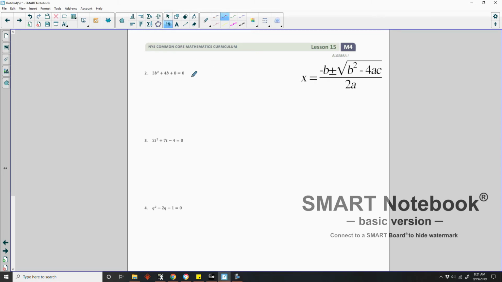All right, so here we go. A is my leading coefficient, 3. B is my linear coefficient, 4. C is my constant, 8.